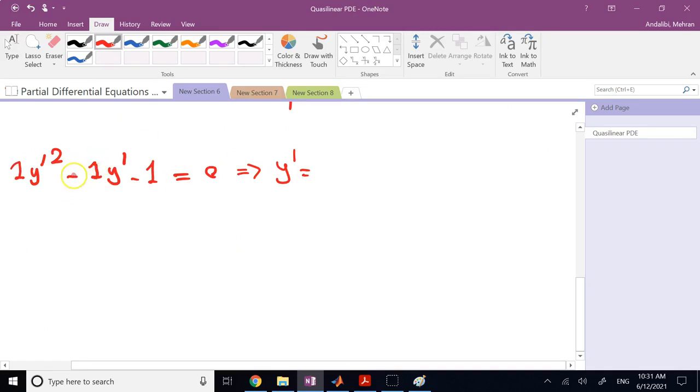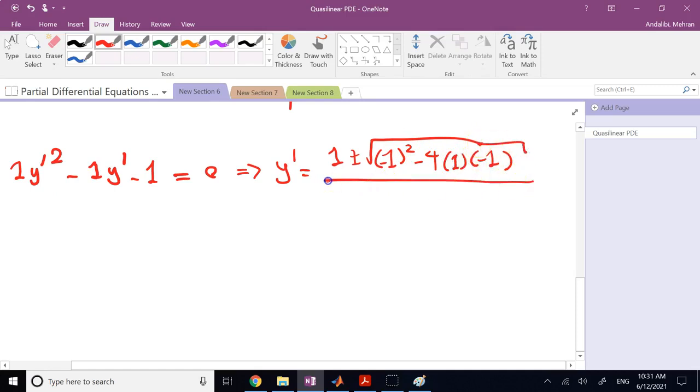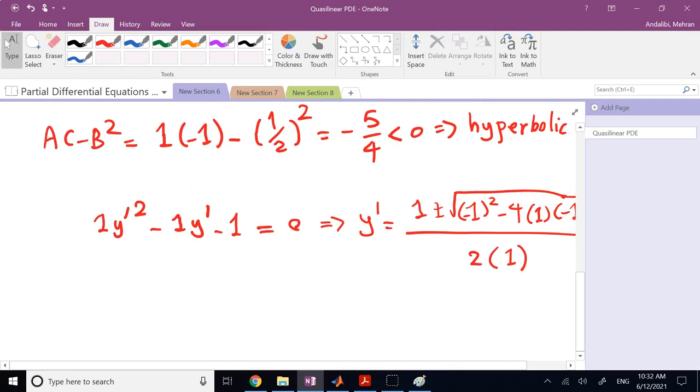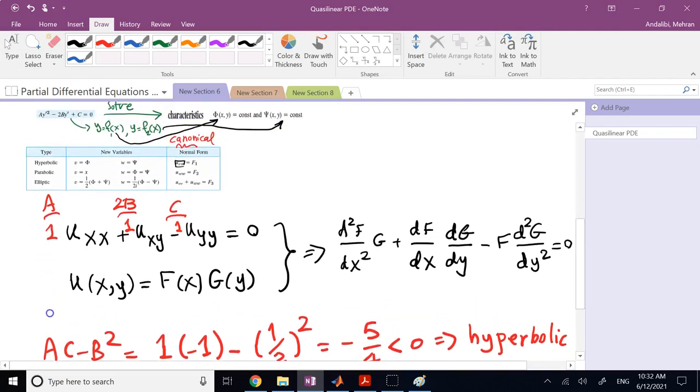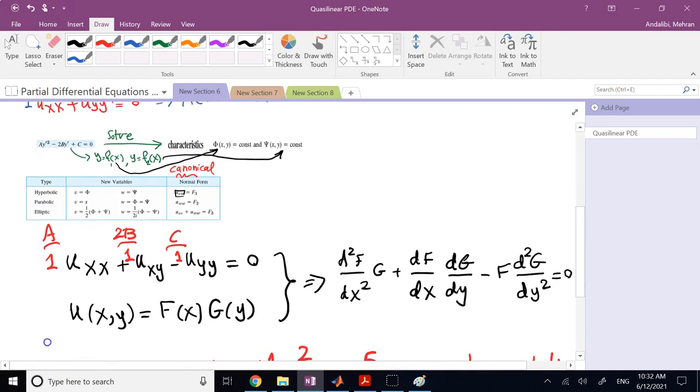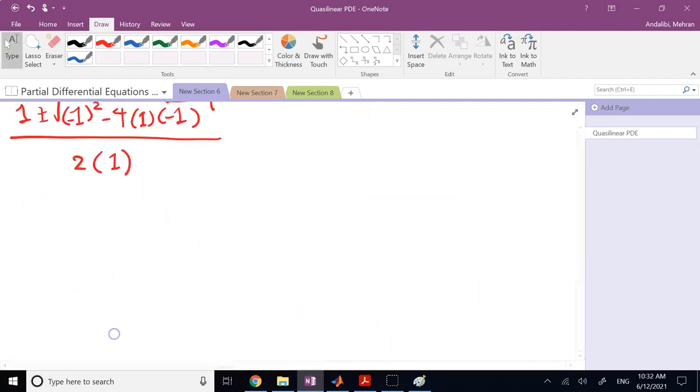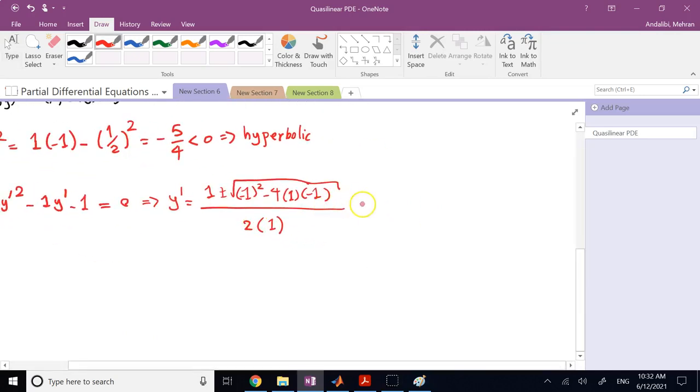Solve for the two solutions of y prime, which is clearly negative b plus and minus the square root of b squared minus 4 times a times c, divided by 2a. Correct? And a is 1. Good. So if I simplify this a little bit, y prime is going to be 1 plus and minus square root 5, divided by 2. So y prime is either 1 plus the square root 5 over 2 or 1 minus the square root 5 over 2. So let me write them down.